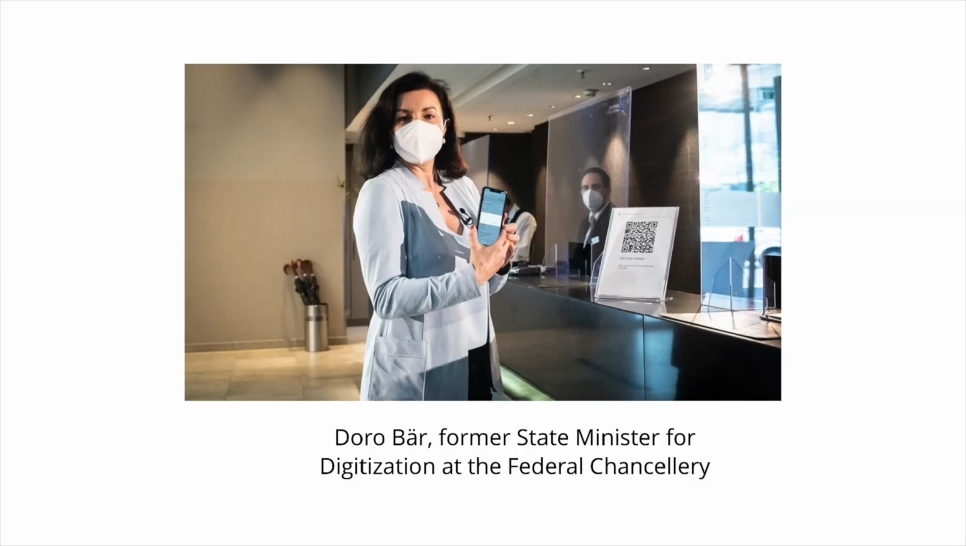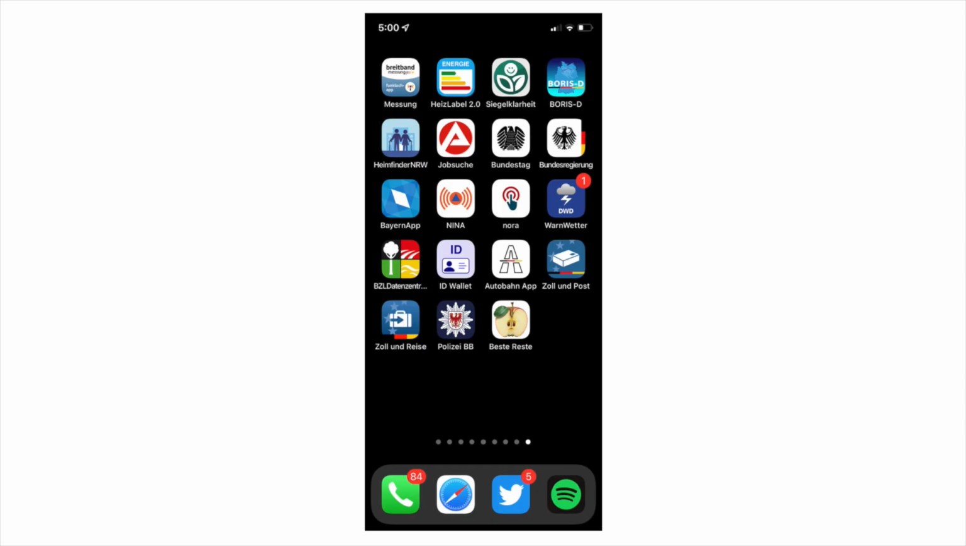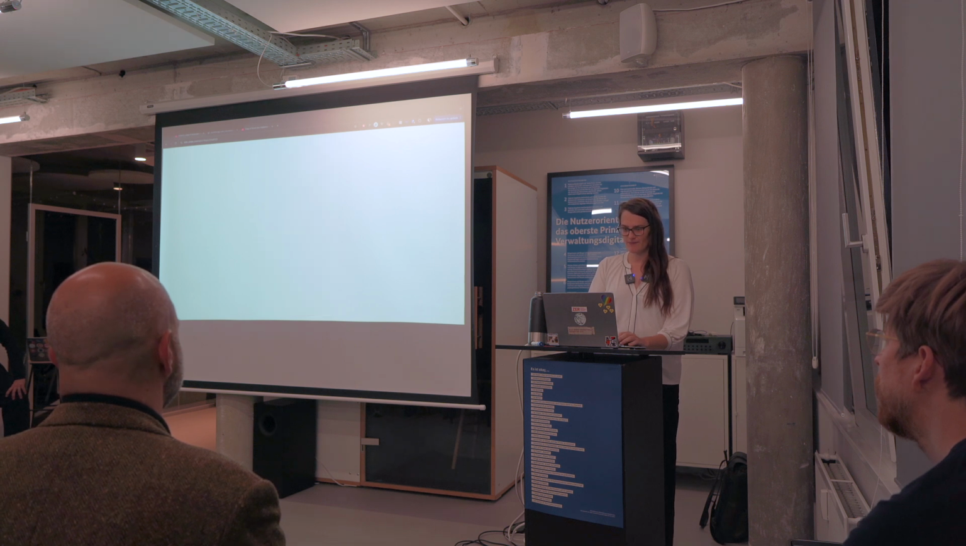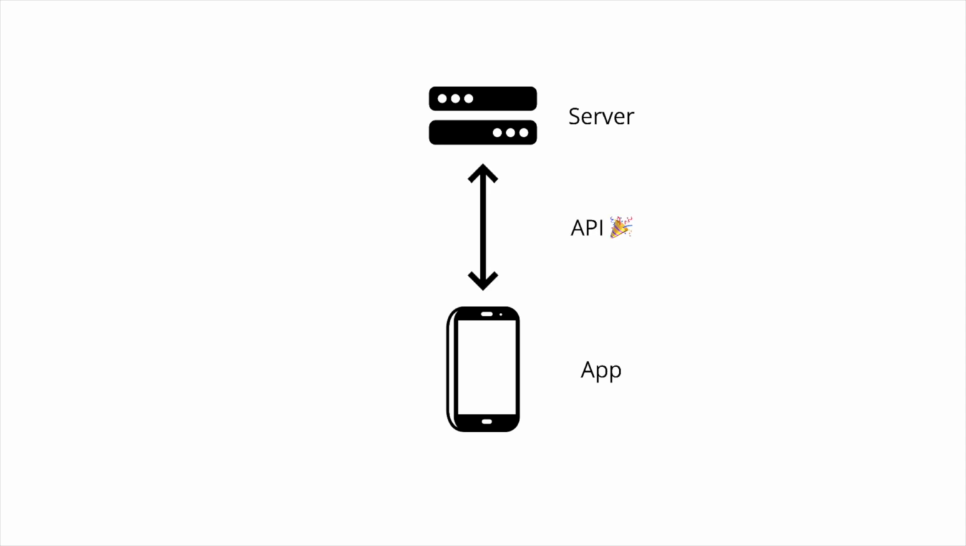You might remember also this person, Doro. She also really liked apps. They built many apps. And the good thing about apps is that the data inside the apps needs to come from somewhere. Usually there's a server on the other side that provides those apps with data. Usually between those servers and those apps, there's an API.